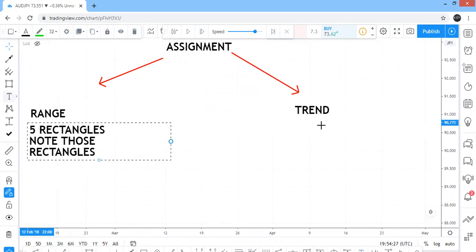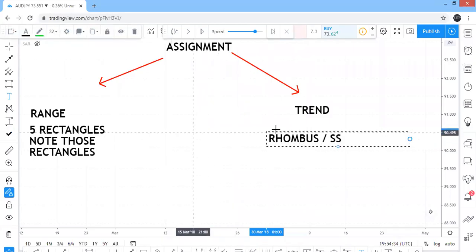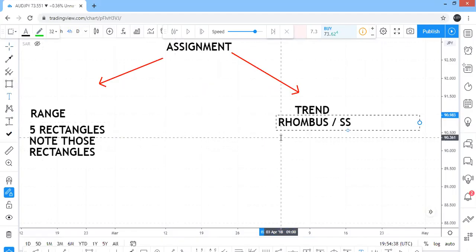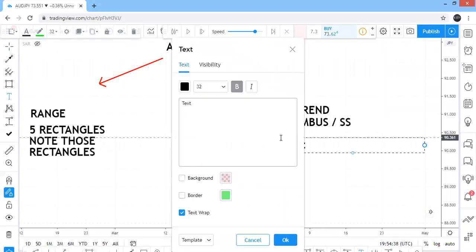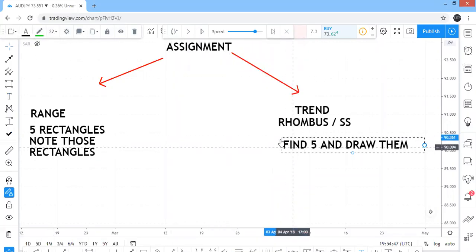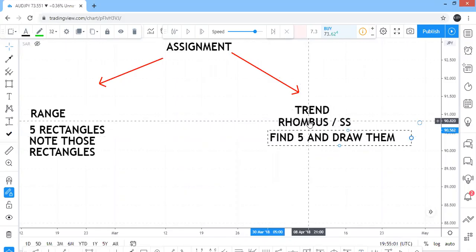If you're a trend, guess what? You have options now. It's either going to be rhombus or it's going to be the SS, and you just need to find 5 of those. Find 5 and draw them. Are we good with that? If you're a range trader, your homework is to just find 5 rectangles and note them down, note whatever it's inside and all that stuff. That's part 1. And the trend is find either 5 rhombuses or 5 SSs or 3 SSs and 2 rhombuses. Whatever the order is, it should match 5.